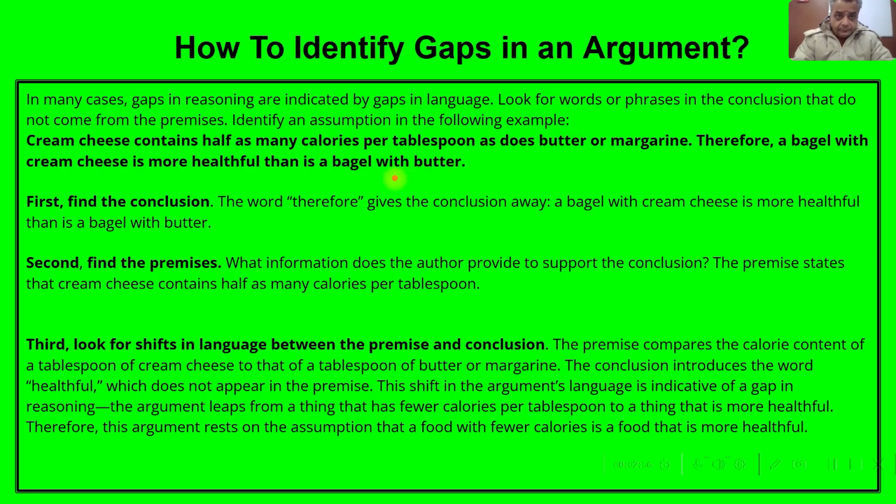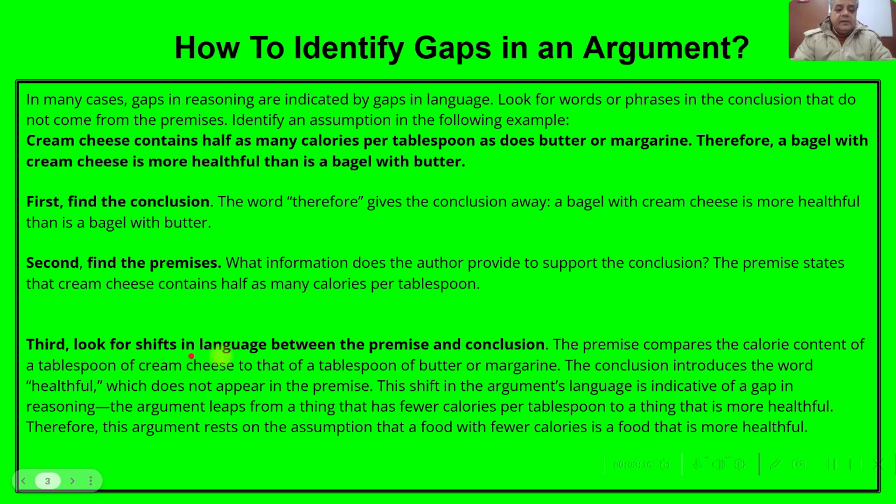So obviously, what is the assumption here? The assumption is that foods that have low calories are more healthful than foods having higher calories. So let's look at step 3.